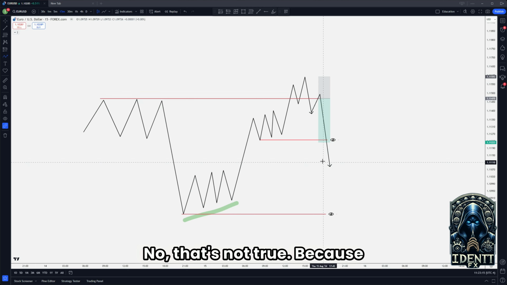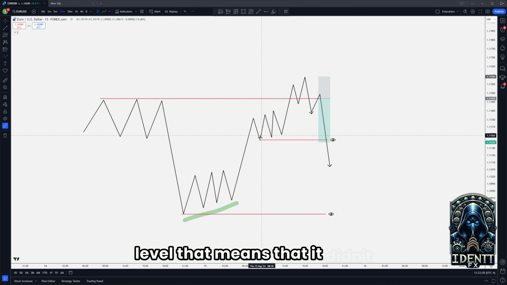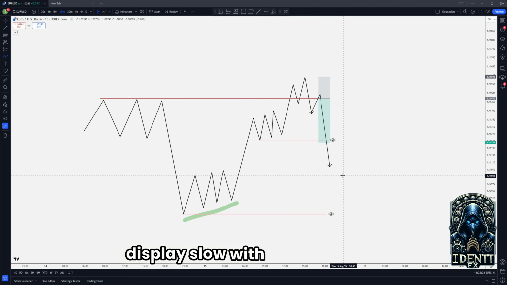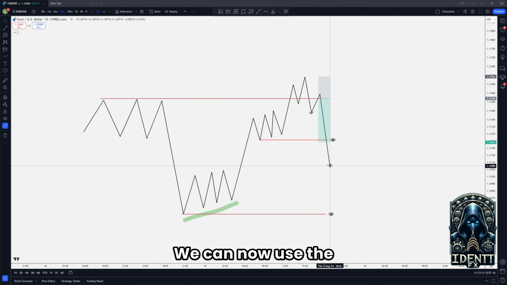No, that's not true. Because as we know, if the market displaces through this level, that means that it didn't want this liquidity. It wants more than that. Price doesn't just displace low without a reason, and I'll show you that in the live examples in a second. We can now use the continuation model.